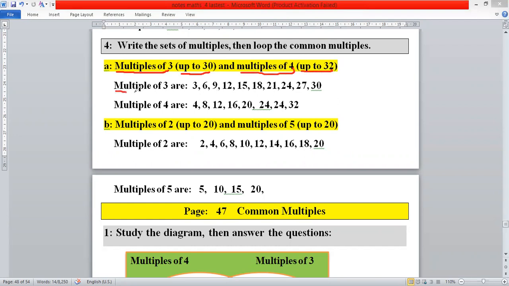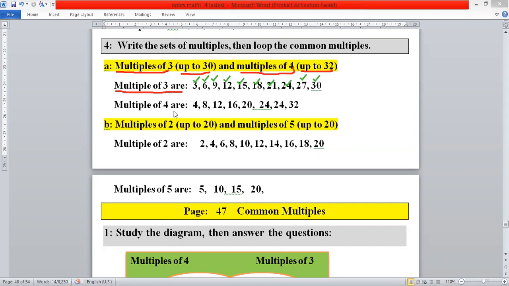So first of all, we will write multiples of 3, then 2 dots. Multiples of 3 are 3, 6, 9. We count the tables. Okay, table of 3. 3 ones are 3, 3 twos are 6, 3 threes are 9, 3 fours are 12, 3 fives are 15, 3 sixes are 18, 3 sevens are 21, 3 eights are 24, 3 nines are 27, 3 tens are 30.